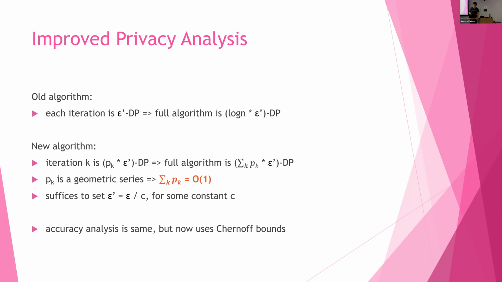I'll hand wave the accuracy analysis again, but it's basically the same thing, except now you use Chernoff bounds to argue that things concentrate nicely, and the k-core values are accurate up to some 1 plus eta factor. And then you choose eta to be eta over 2.